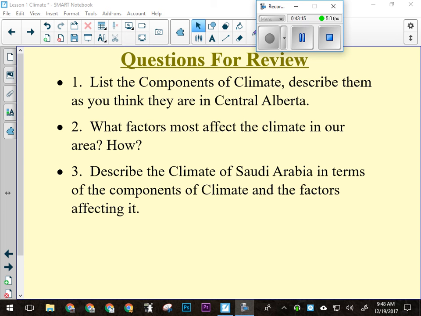We're not close to any oceans. We're basically landlocked, so temperatures can fluctuate quite a bit because of that. We're very close to the Rocky Mountains, which creates a rain shadow effect, making it drier here. So that's kind of what we would discuss when we're talking about that. Exactly the kind of thing that I would ask you in that question I talked about.